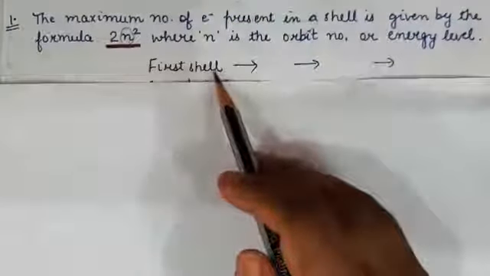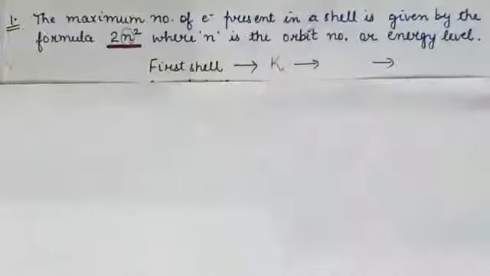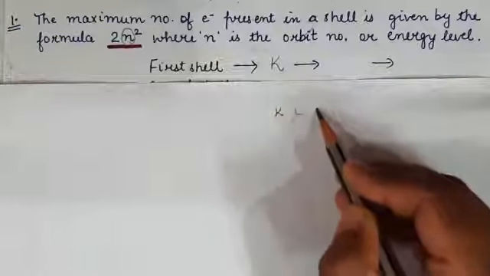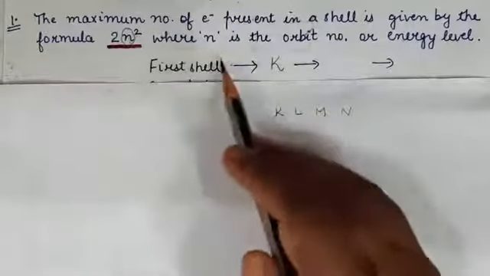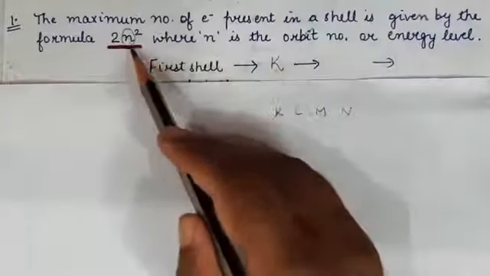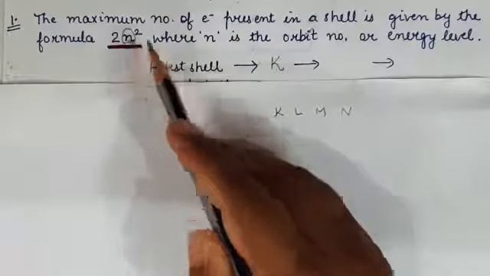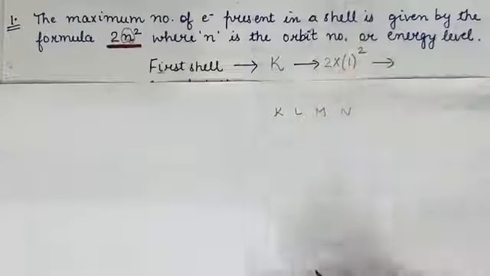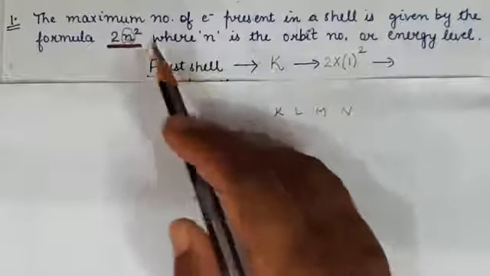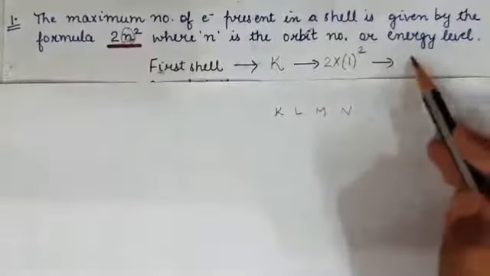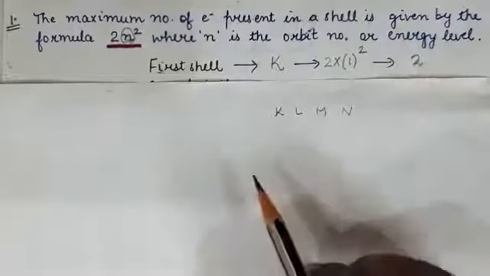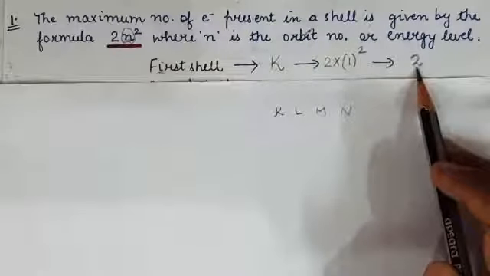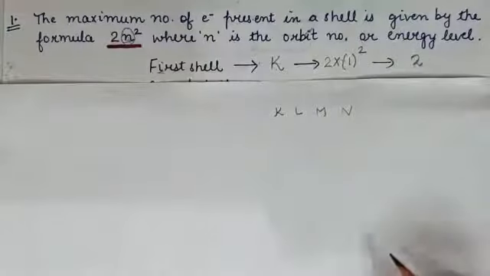First shell is K. In Bohr's model we studied, first is K, then L, then M, then N. So the first shell is K. Now, what is n for the first shell? It is 1. So 2 into 1 square, because n is 1, first shell. First means 1. So it will be 2. Means in the first shell, only 2 electrons can be present maximum.